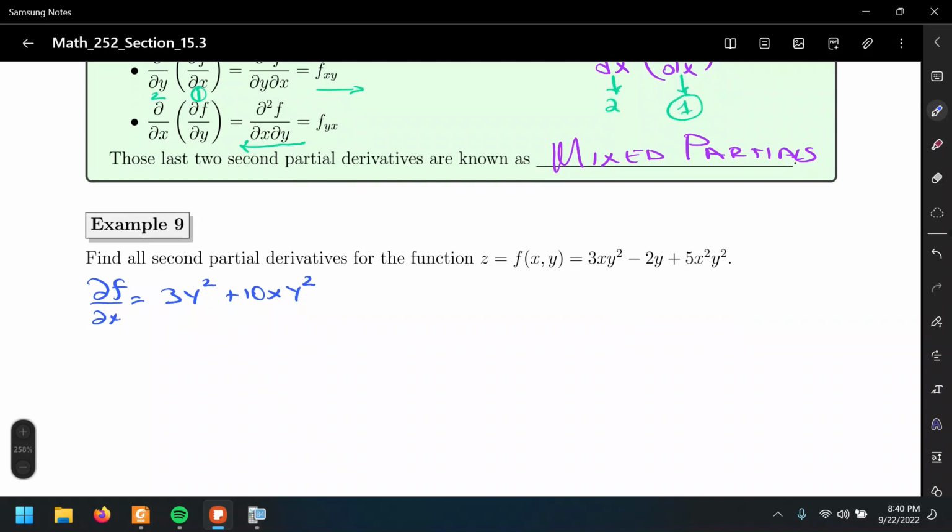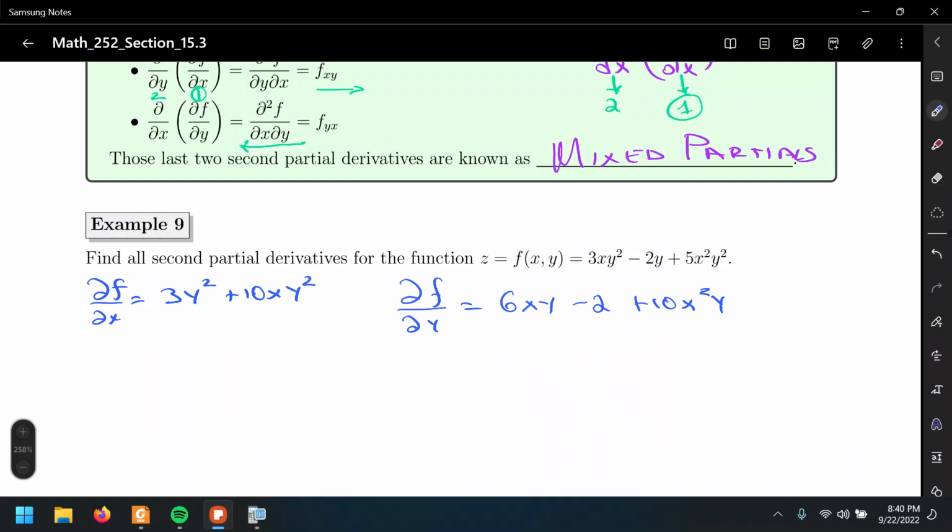All right, so let's find the partial derivative with respect to y. Everything else remains constant. The derivative of y squared is 2y, so 2 times 3, that's 6x y. The derivative of negative 2y, is that going to be 0 again? No, that's a negative 2. And the derivative of y squared, again, that's 10x squared y. All right?